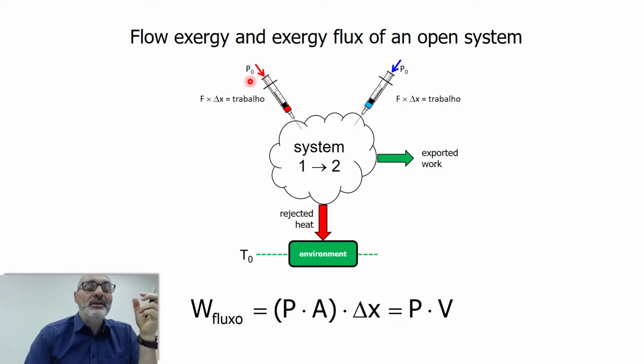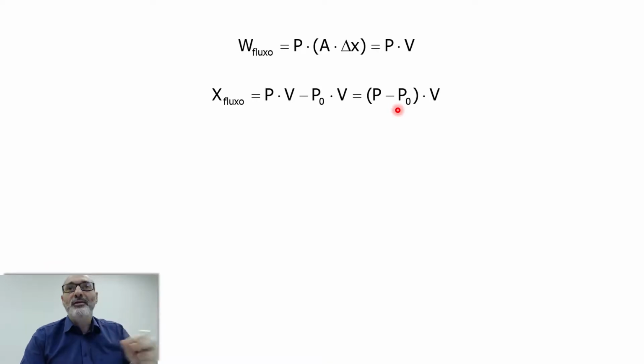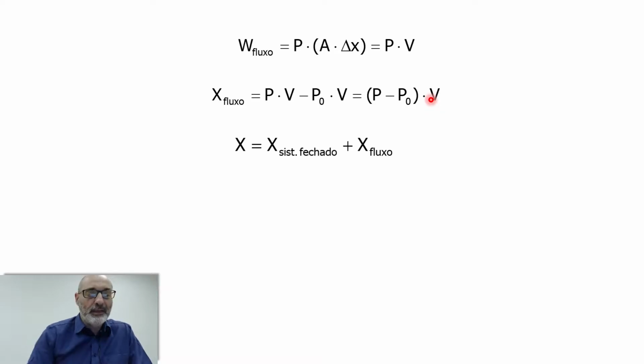And you also have the environment pressure outside here, helping push the fluid inside the volume, okay? So I'm subtracting P0 V in order to account for the resulting force that is actually forcing the fluid inside the volume, okay? So the flow Exergy is (P minus P0) V, okay?